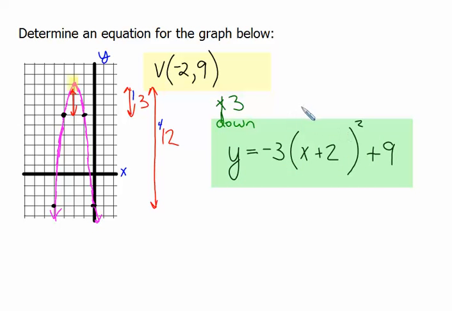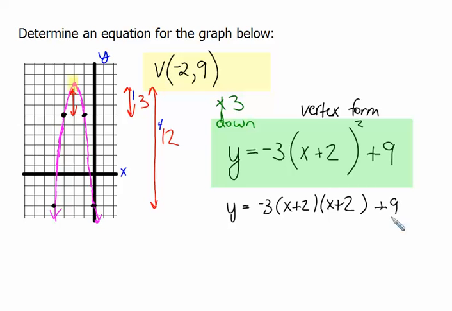This format is called the vertex form, or it could be called completed the square form for the graph. However, I might and will also ask for standard form. And standard form is when we FOIL that out. So x plus 2, the quantity squared, means we've got those multiplied together.